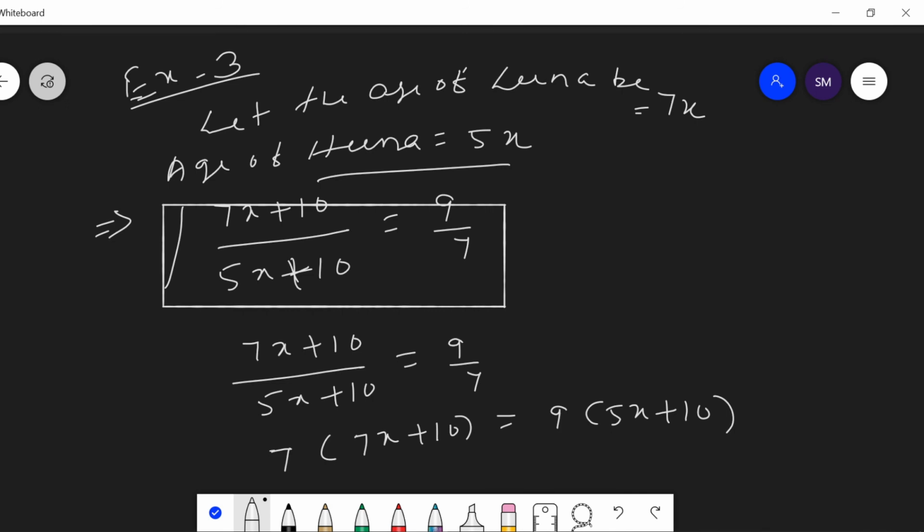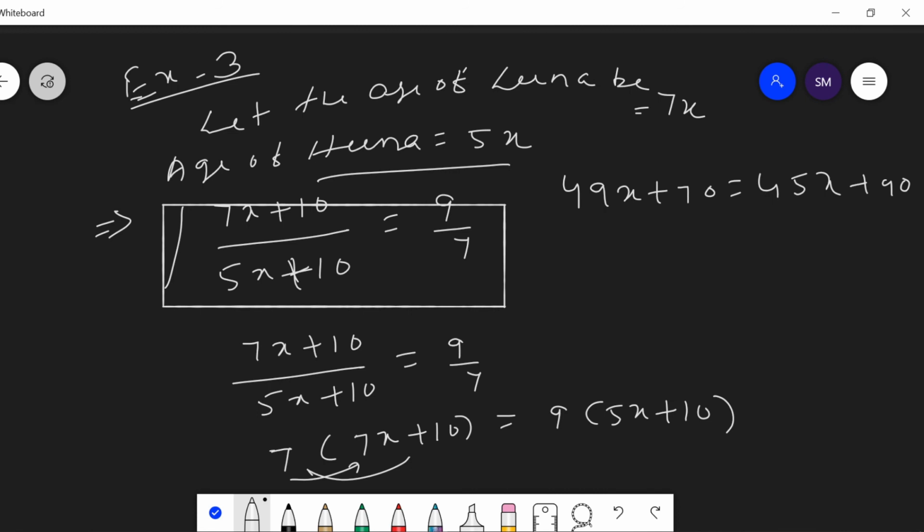Then at first open the bracket. How can you open the bracket? When you open the bracket, then the 7 gets multiplied with this and with this. Then 49x plus 70. Students, when you solve linear equations, be thorough about the operations of algebraic expressions. Otherwise, it will be difficult for you to solve linear equations. 45, when 9 gets multiplied with this, is 45x plus 90.